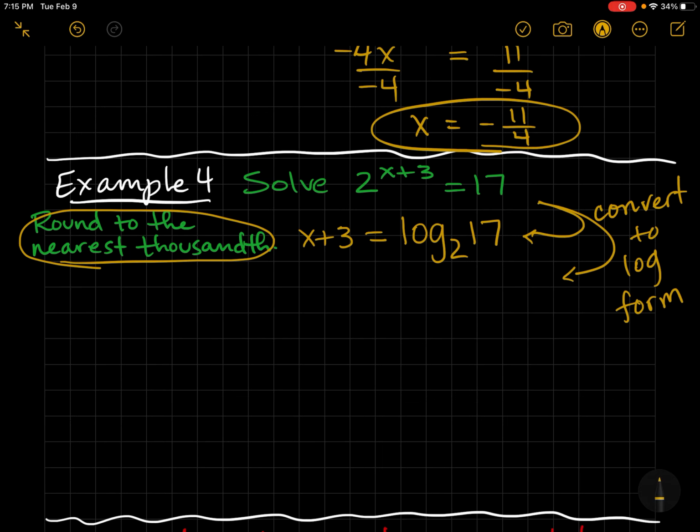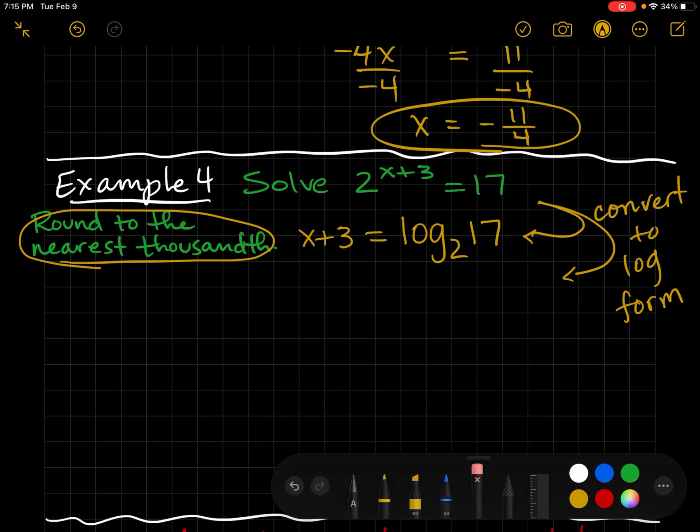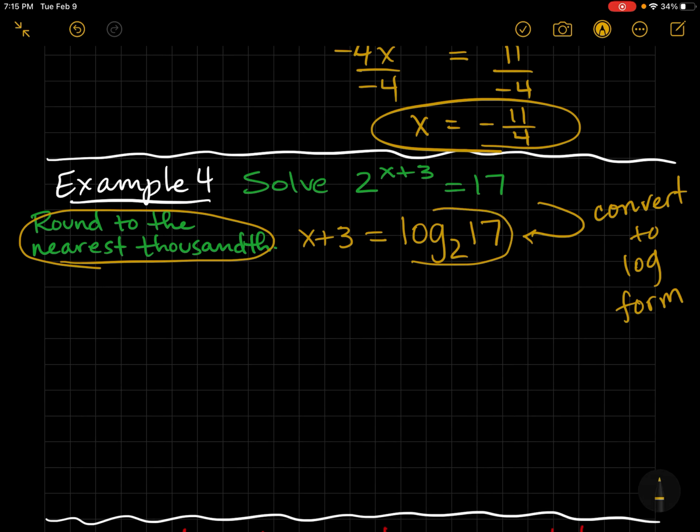Okay, so now, hopefully you recognize that log base 2 of 17 is just a number. We're just going to have to punch that into the calculator. Be very careful that you do not try to subtract the 3 from 17. Order of operations locks the log together. You do logs before subtraction.